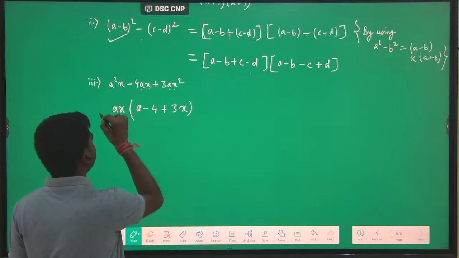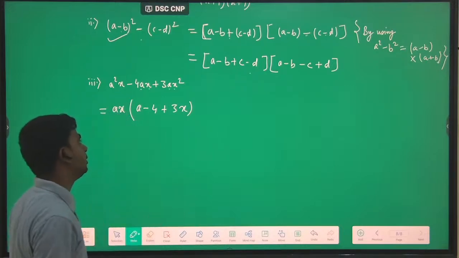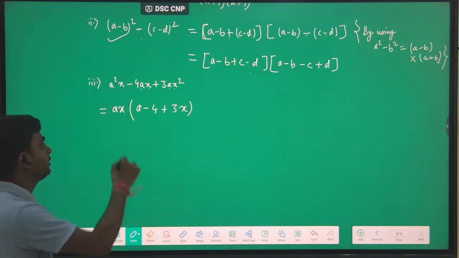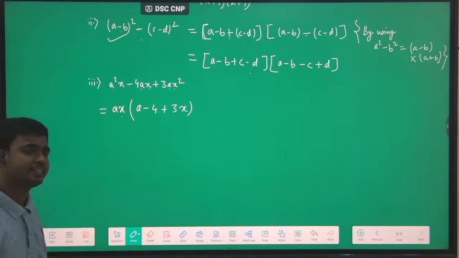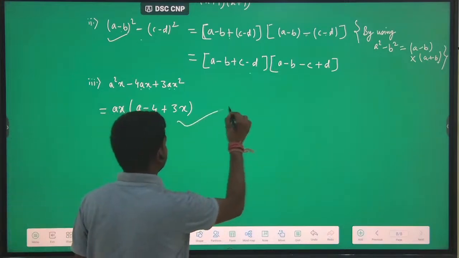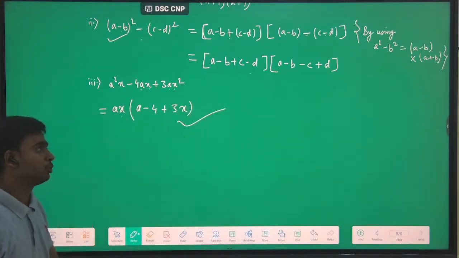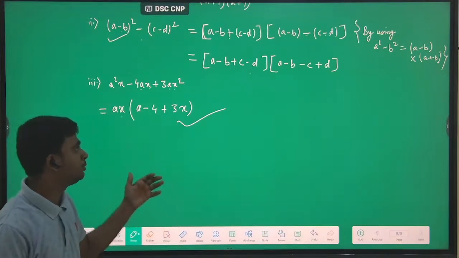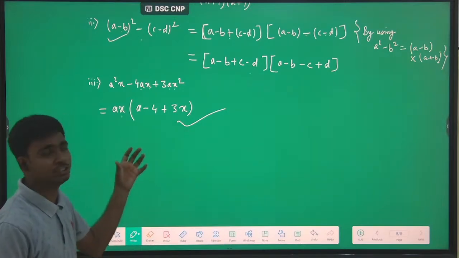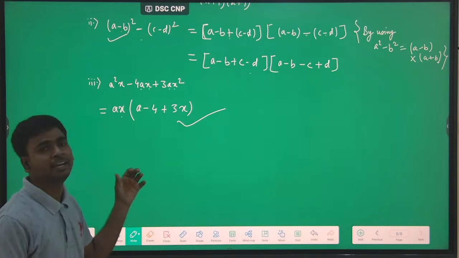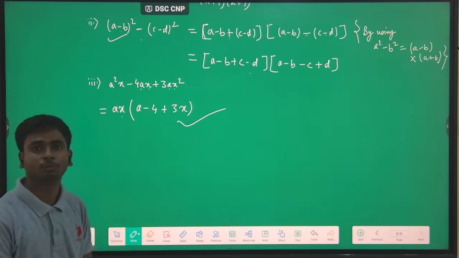So this expression has been expressed in the multiples of factors. Our first factor is ax and our second factor is a minus 4 plus 3x. So this is the factorization of this algebraic expression. So like this, we can factorize. Okay. So I have given all the thoughts which are required to solve this type of questions. Okay. You try it in your home and let me know where you are facing problems.